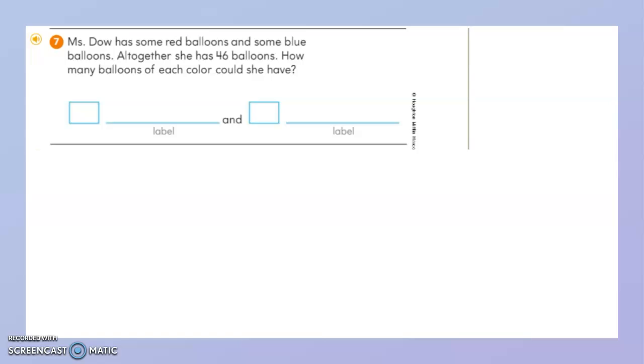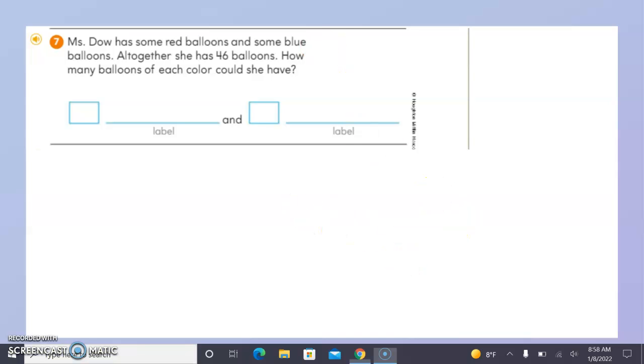All right, we're on to number 7. This one, all you need to do is find 2 things that can add up to get you 46. It says Miss Dow has some red balloons and some blue balloons. Altogether, she's got 46. How many balloons of each color could she have? So 46 is going to be at the top of your mountain, and you need to find 2 things.